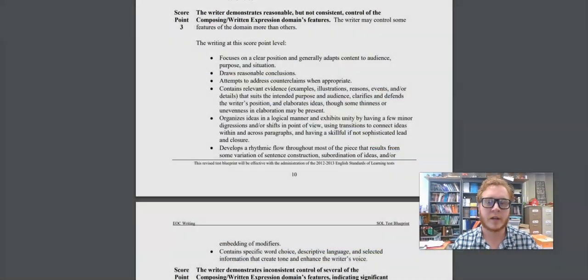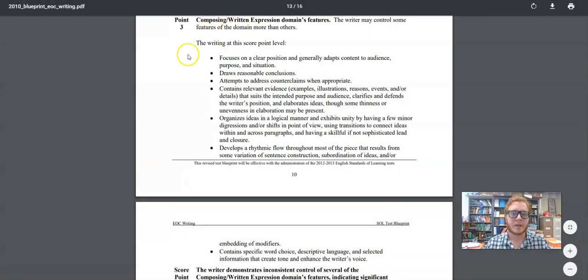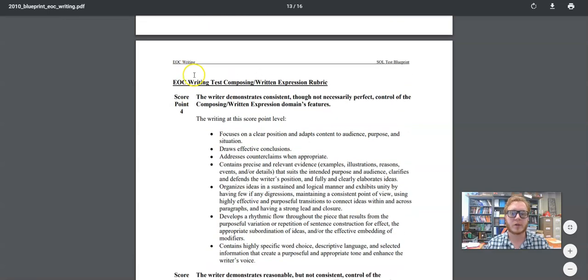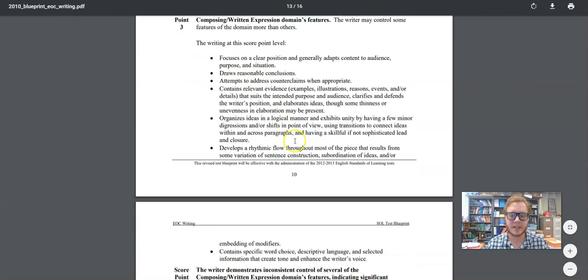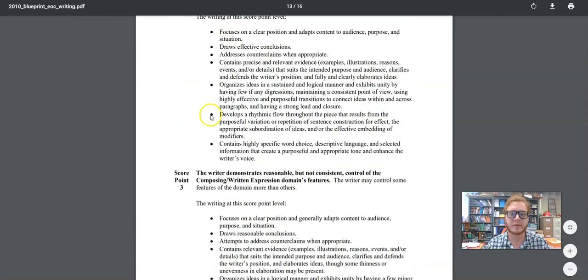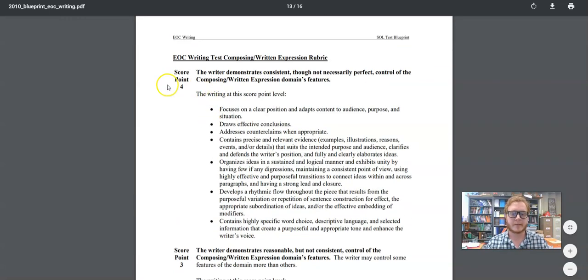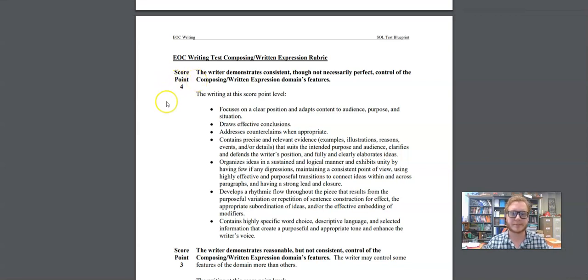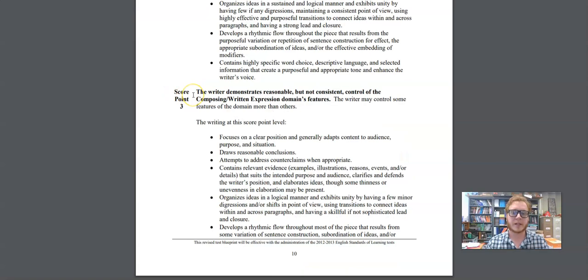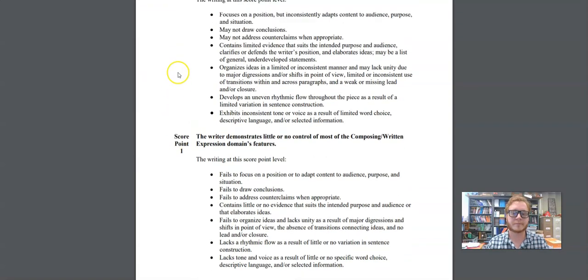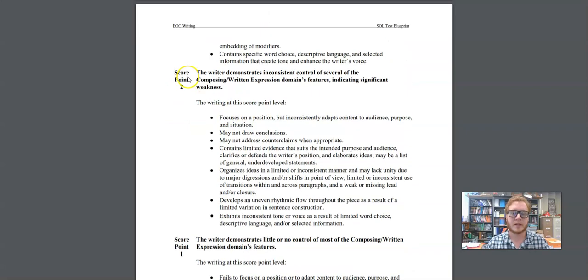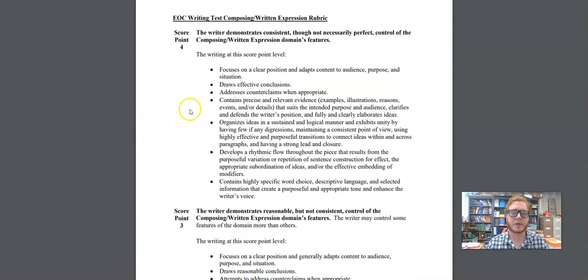So if you look right here, this is the actual SOL rubric. I'll have this attached on Classroom so you can go look at it. It says page 10 right here is where the rubric starts. So a 4 would be considered the best grade. 3 would be passing, and then you've got 2 and 1. So what we're going to shoot for is a 3 or 4.